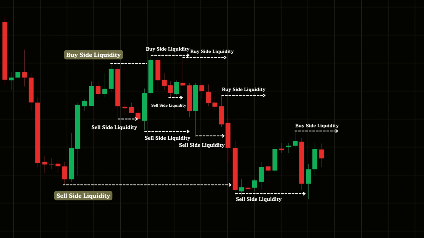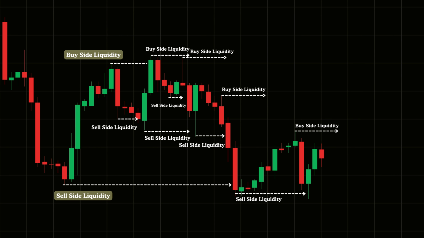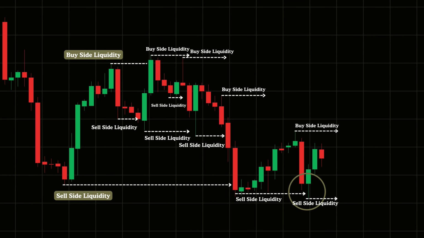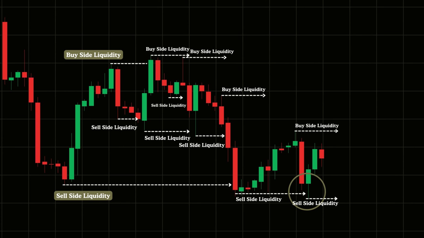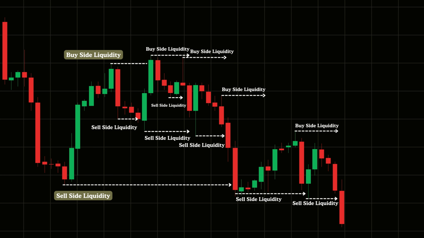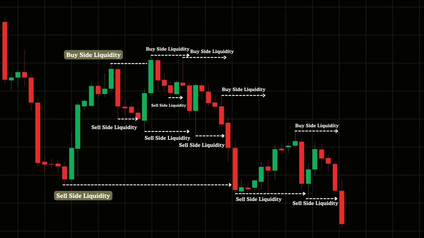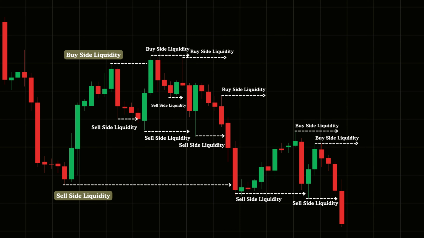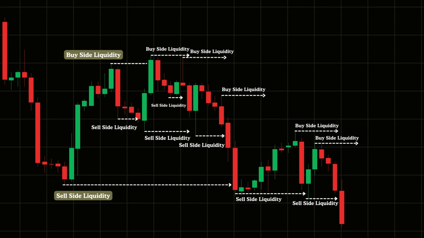As the price continues, we see a downward push, targeting the sell-side liquidity. Notice how the wick of this white candle sweeps that sell-side liquidity zone cleanly. After this sweep, the market pulls back bullishly, heading toward the buy-side liquidity zone, and in doing so, it also creates a new swing high, adding another buy-side liquidity zone to the chart.